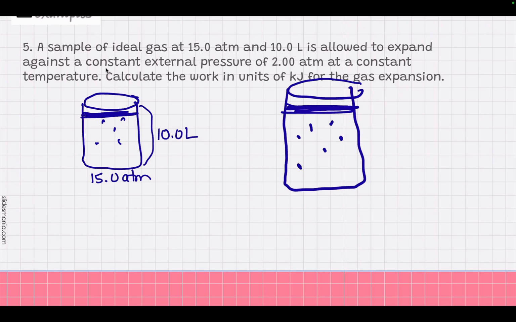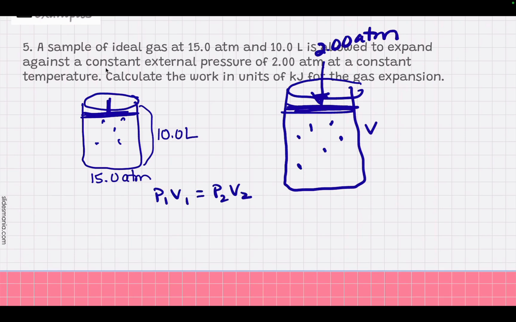So our gas is the same gas there. And the external pressure that is working against it expanding is 2 ATM at a constant temperature. So we're going to calculate work in the unit of kilojoule for this expansion that's happening. So the gas is starting at 10 liters, expanding to a new volume. So what we're going to do is use Boyle's law, because temperature and the amount of the gas are constant. So I can say that P1 V1 equals P2 V2.